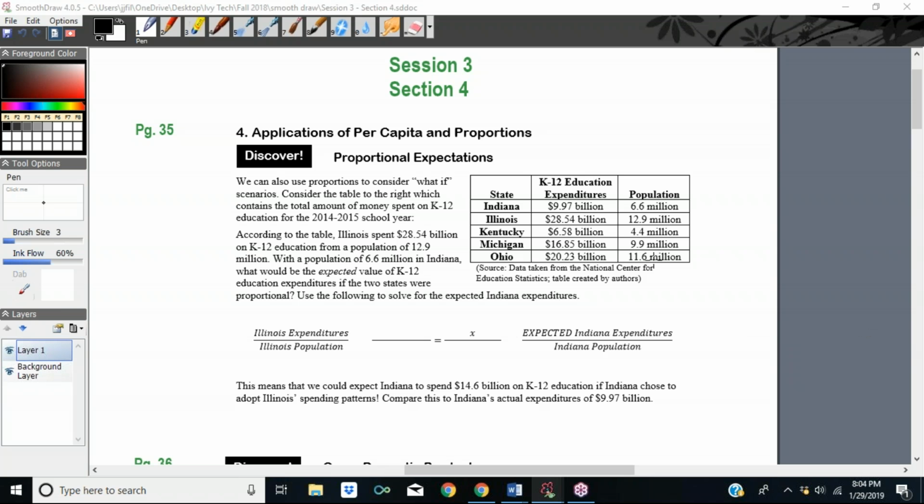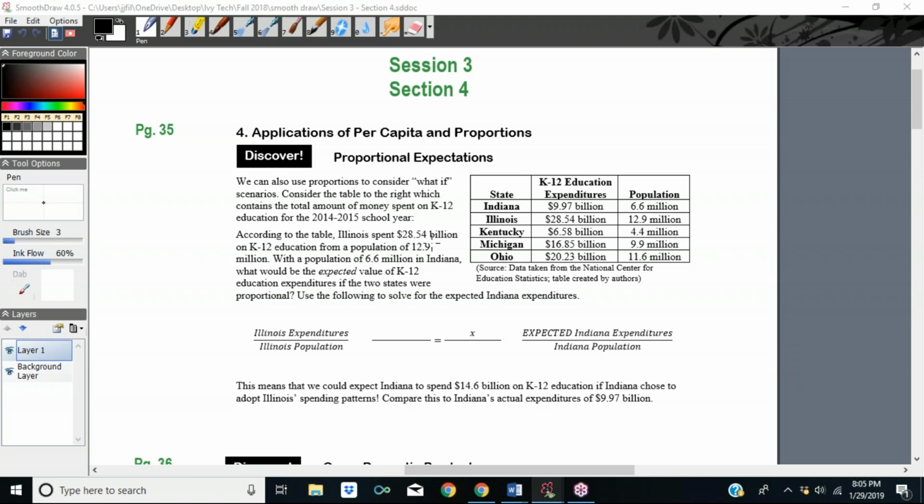We're looking here at page 35 to start. Section 4 says applications of per capita and proportions. We looked at a little bit about per capita last week, and we're going to move on to some applications with per capita and get some further meaning. We can also use proportions to consider what-if scenarios. Consider the table, which contains the total amount of money spent on K-12 education for the 2014-15 school year.